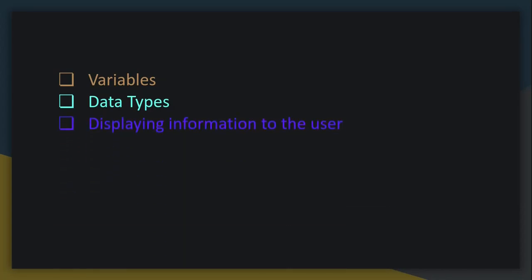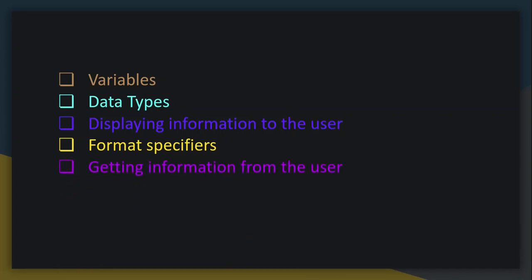Then we'll get to discuss how one can go about displaying information to the user. Then we'll cover format specifiers, which we need for the function that we use for displaying information. And we also need those specifiers on the function that we'll be using to get the information from the user.